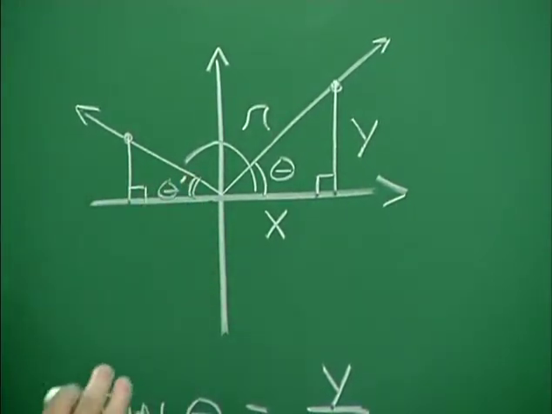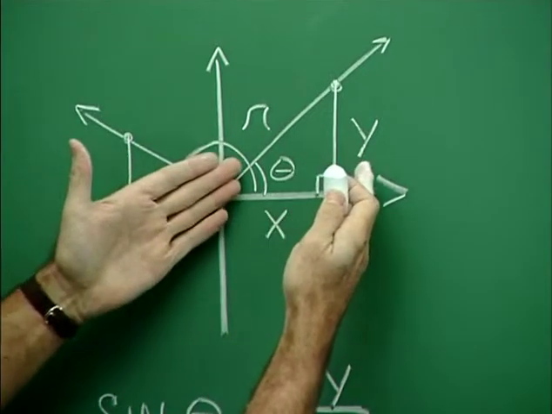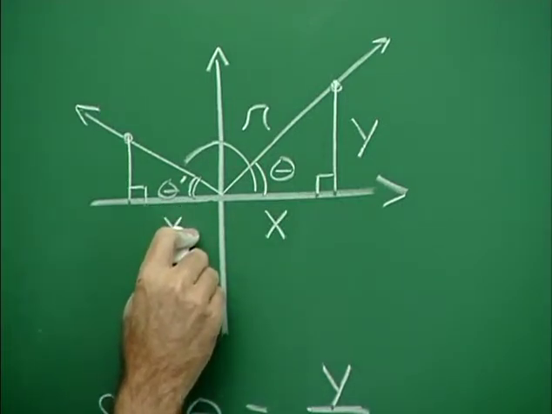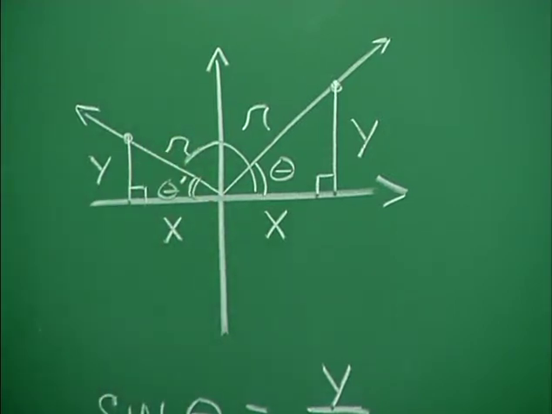And we can think about our ratios in a way similar to the ratios over here. After all, this is an x. Now, it's negative in this case, but this is a y, and this is our r. And so we still have the same ratios holding true.